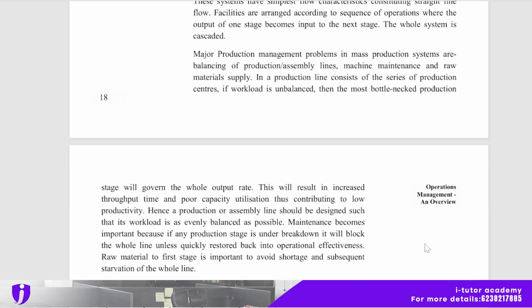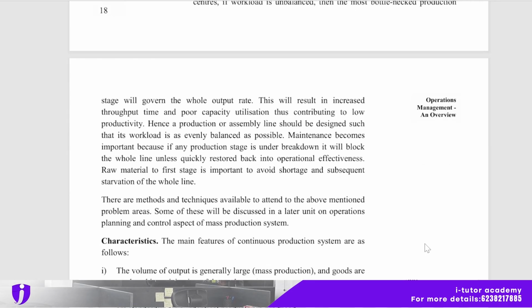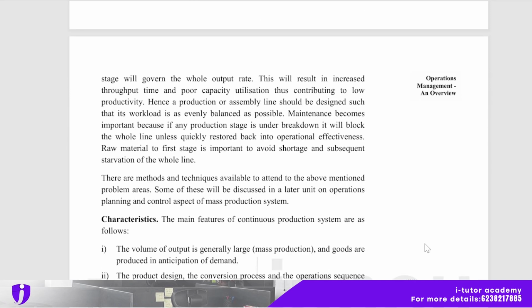The major production management problems in mass production systems are balancing of production or assembly lines, machine maintenance, and raw material supply. A production line consists of a series of production centers. If workload is unbalanced, then the bottleneck production stage will govern the whole output rate. This will result in increased throughput time and poor capacity utilization, thus contributing to low productivity. Hence, a production or assembly line should be designed such that its workload is as evenly balanced as possible.